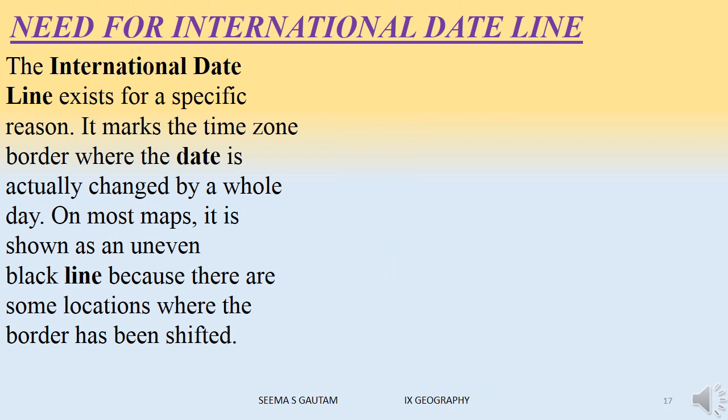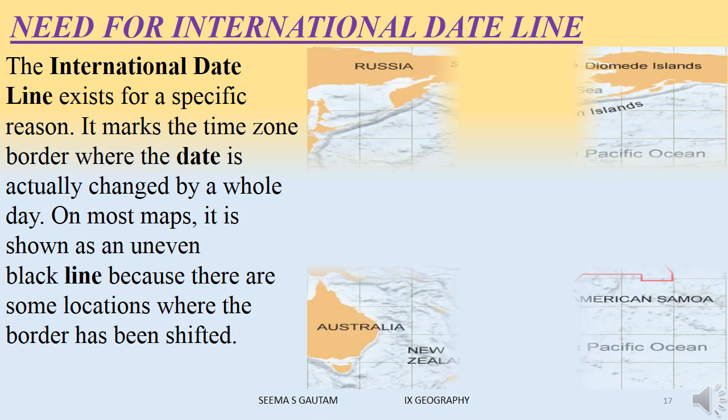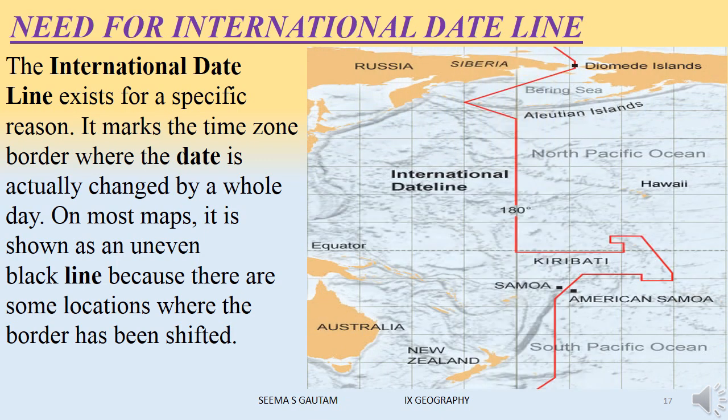So the question comes to mind, what is the need for the international date line? International date line exists for a specific reason. It marks the time zone's border where the date is actually changed by a whole day. On most maps, it is shown as an uneven black line because there are some locations where the border has been shifted. You can see in the diagram.